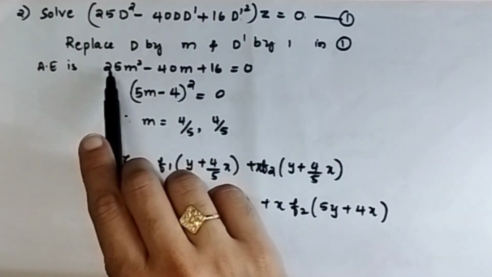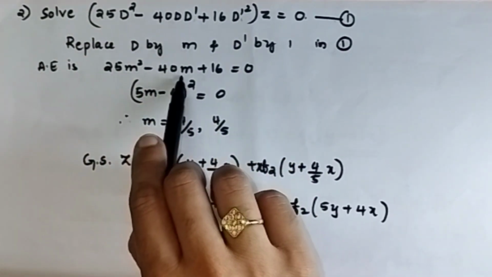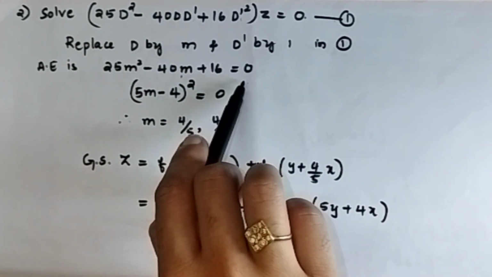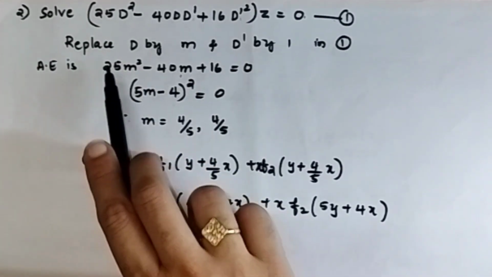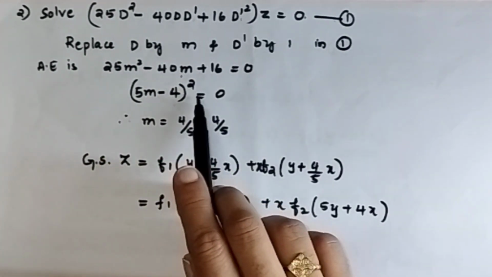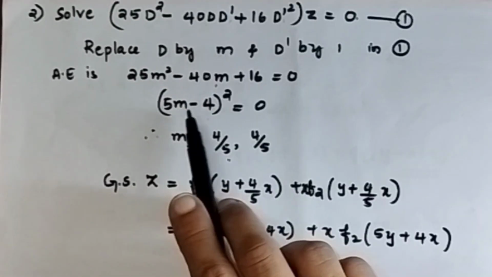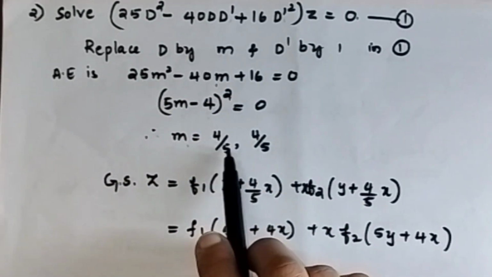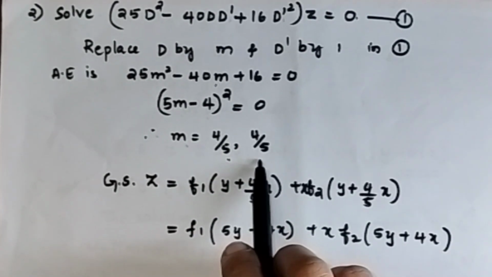Replace D by m and D' by 1. In this equation, we will get the auxiliary equation 25m² - 40m + 16 = 0. So altogether this can be written as (a - b)², that is (5m - 4)² = 0. m = 4/5. It is a quadratic equation, therefore two roots must be there, 4/5 repeated twice.